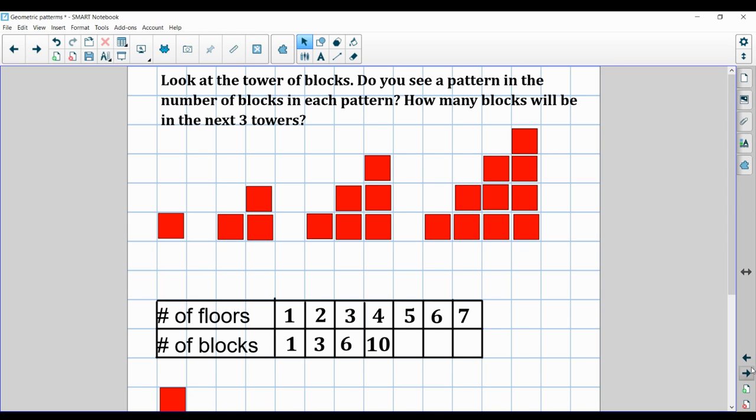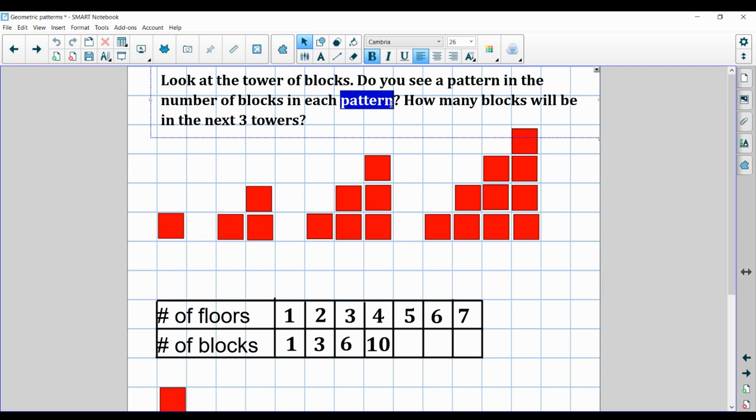Okay, so look at this tower of blocks. From here, going across, do you see a pattern in the number of blocks in each tower? How many blocks will be in the next 3 towers?